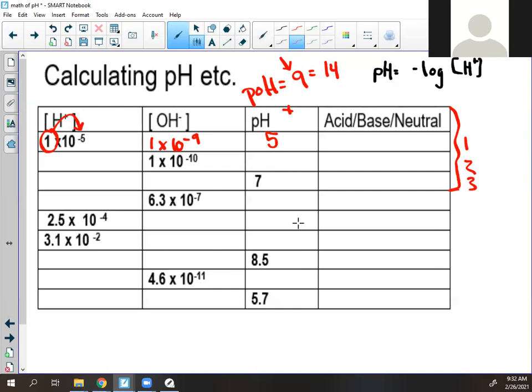All right. The final column, acid, base, or neutral. Tell your partner what one that is. If you don't know, I'm going to be sad. It is an acid. How do we know it's an acid? Because pH is less than 7.